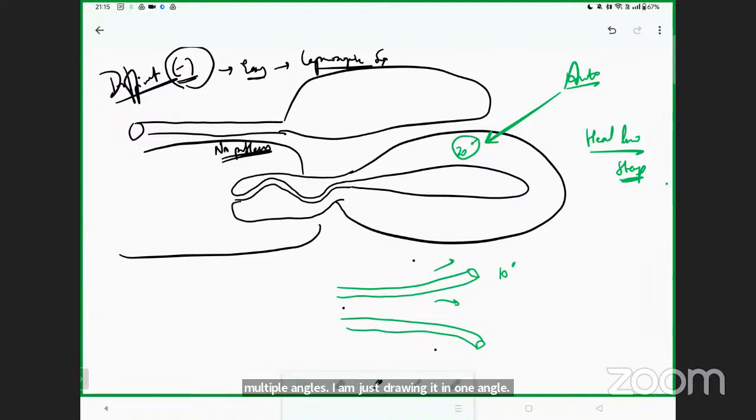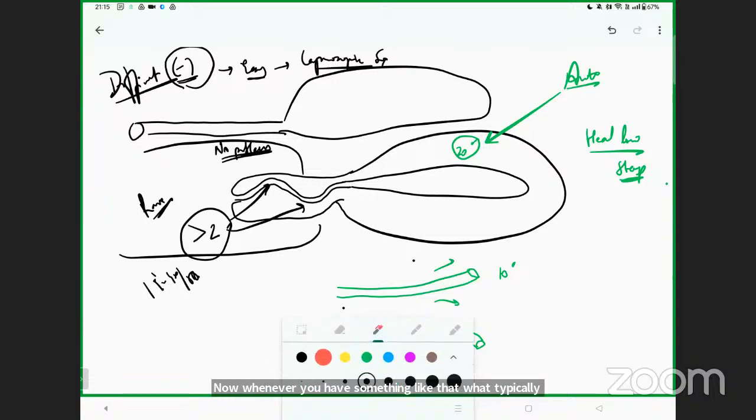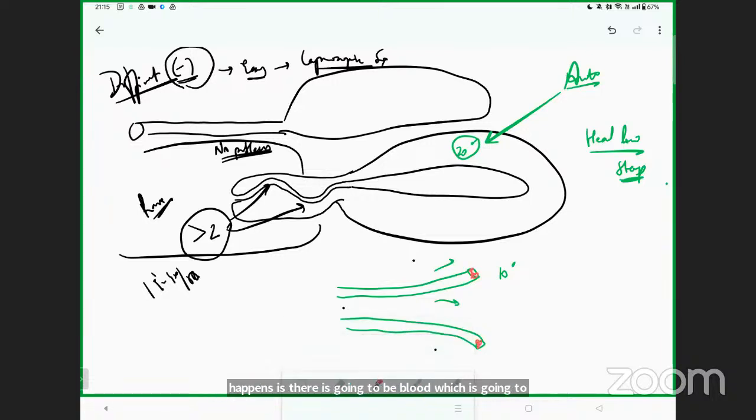But remember one thing, whenever you have more than 2 angulations, this is angulation number 1, this is angulation number 2, inside the cervix, one, it is not common. So it is a rare problem. You don't see it in every patient. Probably you are going to see it in 1 in 40 or 1 in 50 patients. Now, whenever you have something like that, what typically happens is there is going to be blood which is going to start to form at the tip of this catheter. In order to avoid this, the best thing is to do a hysteroscopy. Always remember this. Whenever there are more than 2 angulations, do a hysteroscopy, correct it.